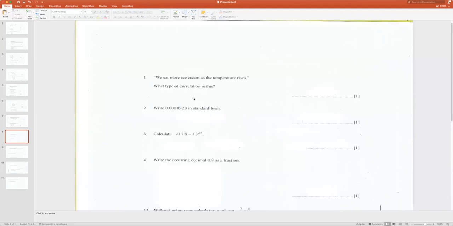We eat more ice cream as the temperature rises. What type of correlation is this? So we eat more ice cream as the temperature rises. So this is positive correlation.